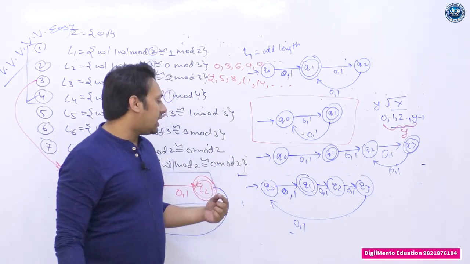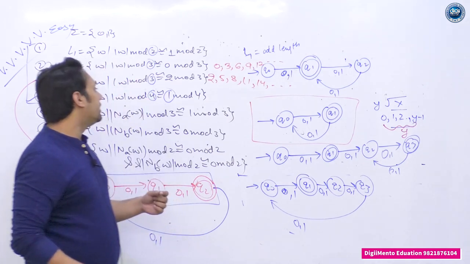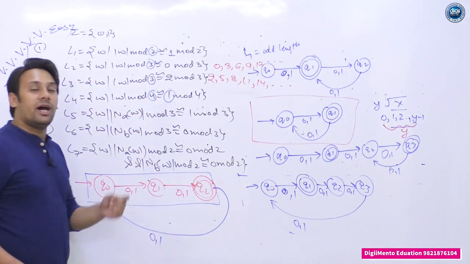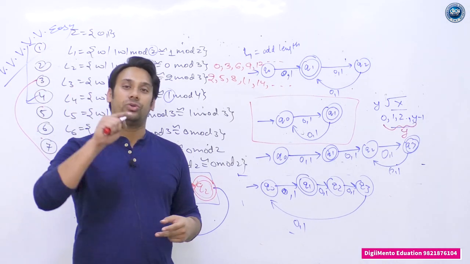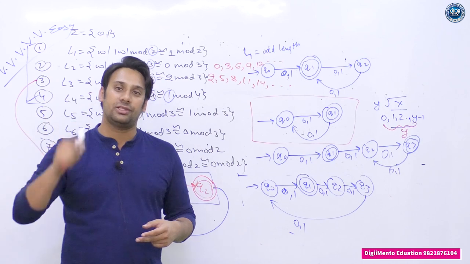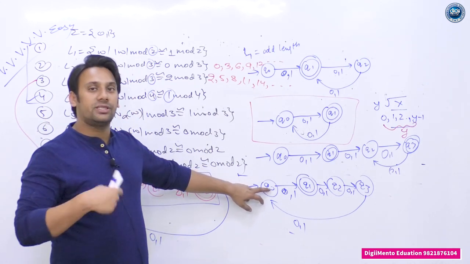What I wanted is, I want to reject. I just do not want to accept, I also want to reject. When I say ki hame remainder 1 chahiye, that means I only want to accept remainder 1, but I want to reject remainder 0, I want to reject remainder 2, I want to reject remainder 3. So this is a rejecting state, because it is not a final state. So it is a rejecting state.